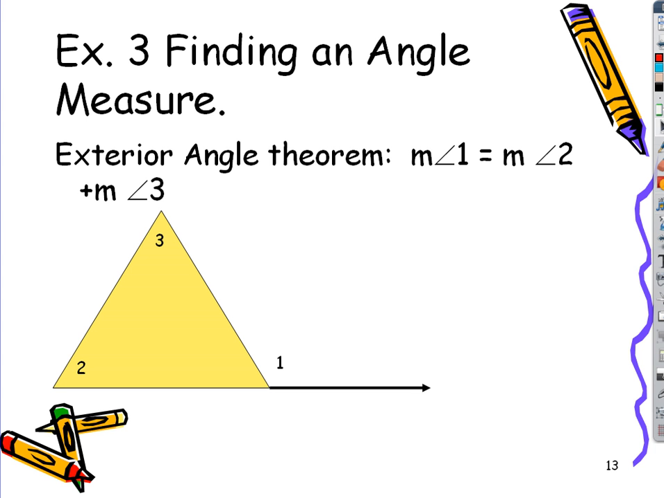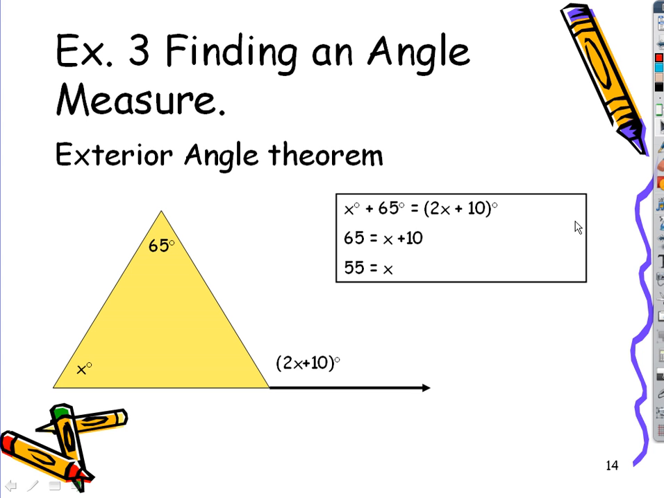Now that's kind of a mouthful. What did I just say there? The measure of the exterior angle, 1 in this case, is equal to the sum of the measures of the two interior angles that are remote, meaning they're not next to 1. They're not adjacent to 1. So the two that are far away in the triangle, if you add those measures up, they always equal the measure of the exterior angle. That can be useful to us.